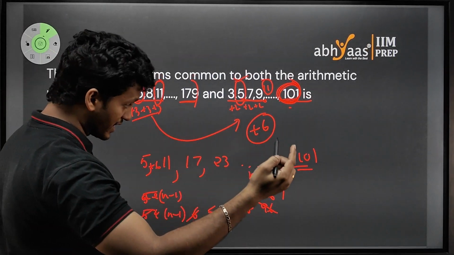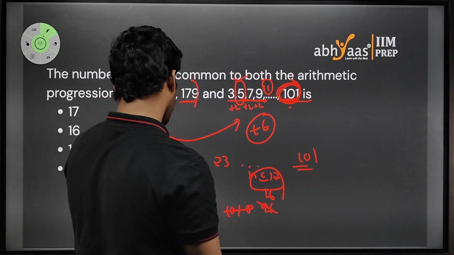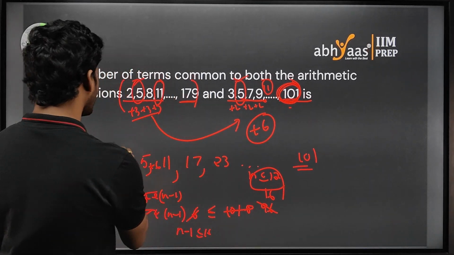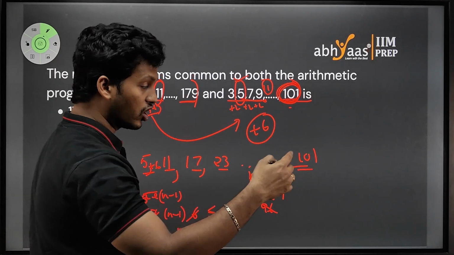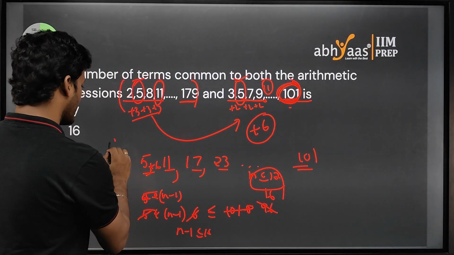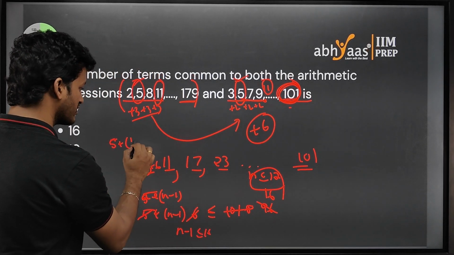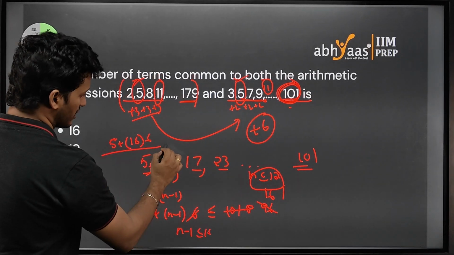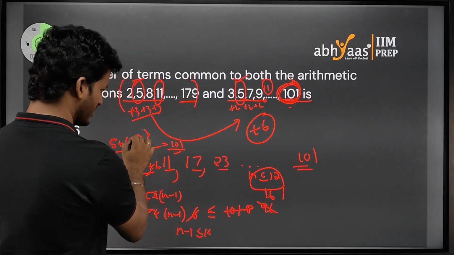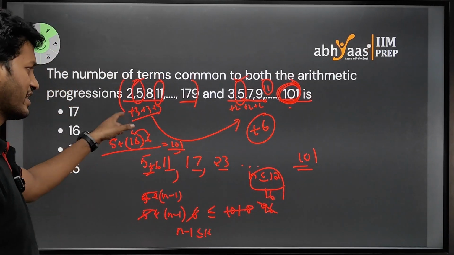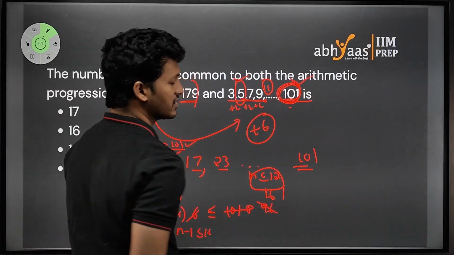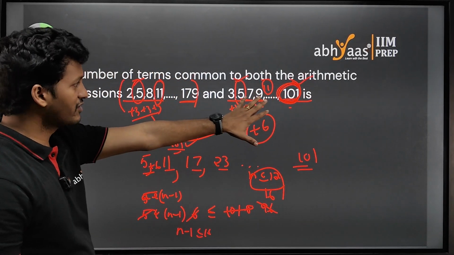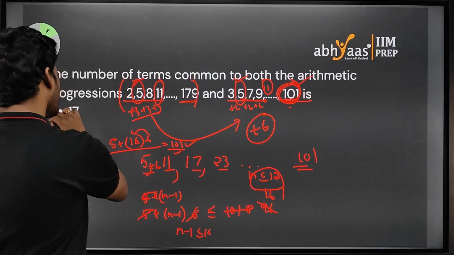But let's check it again. If n is 17, what will be the 17th term in this series? If it is less than or equal to 101, it will be okay. So 5 plus (17 minus 1), 16 into 6, is 96. 96 plus 5 is 101. Yes, our last term is valid. So up till 101, we will get common terms, that will be 17.